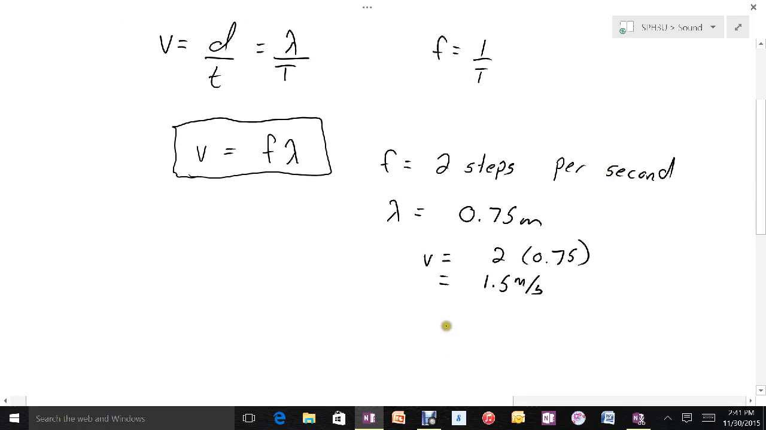But if you think about what you just did, you said that their velocity is equal to the frequency with which they're taking steps times the length of each individual step. And so that's another way to look at the universal wave equation.